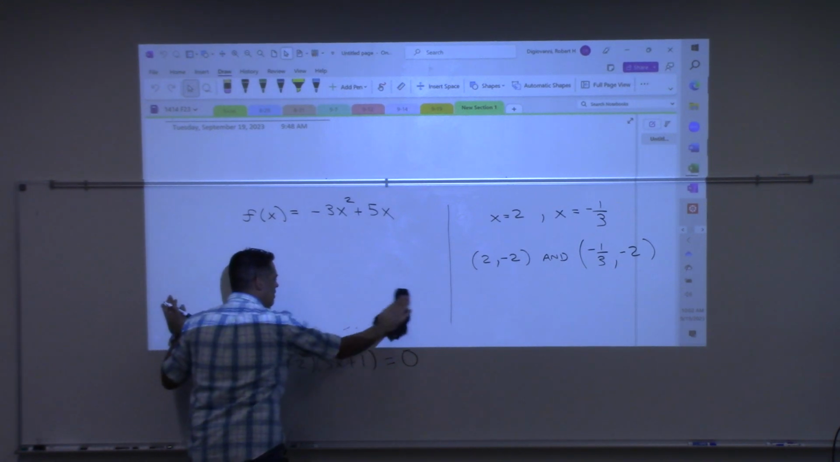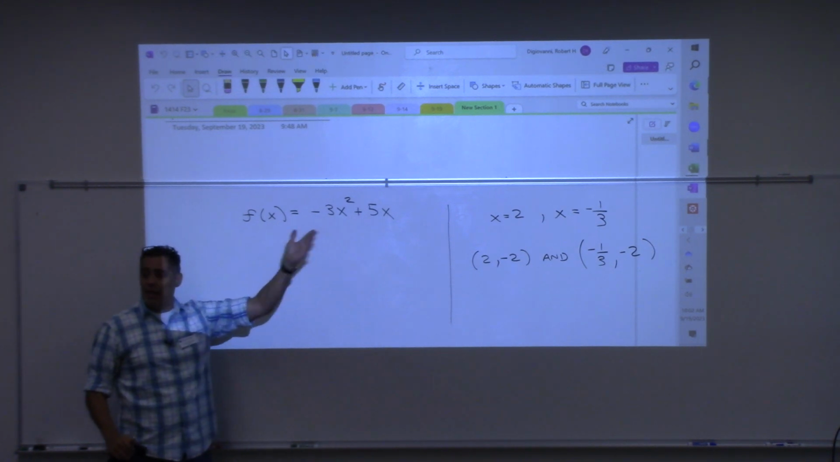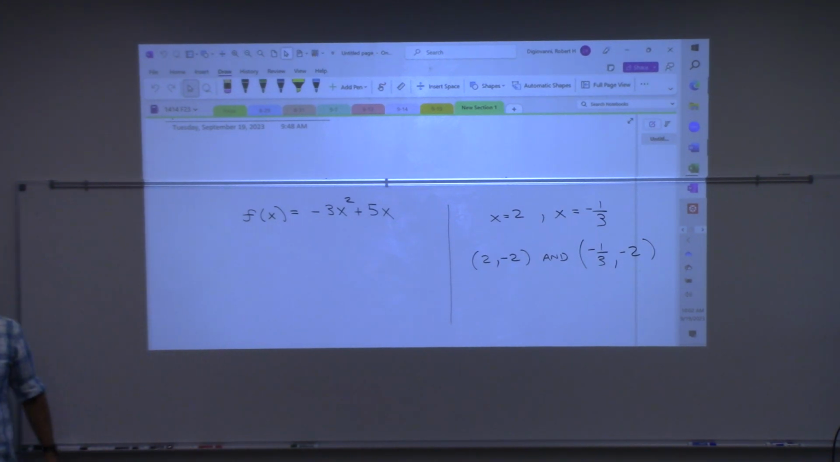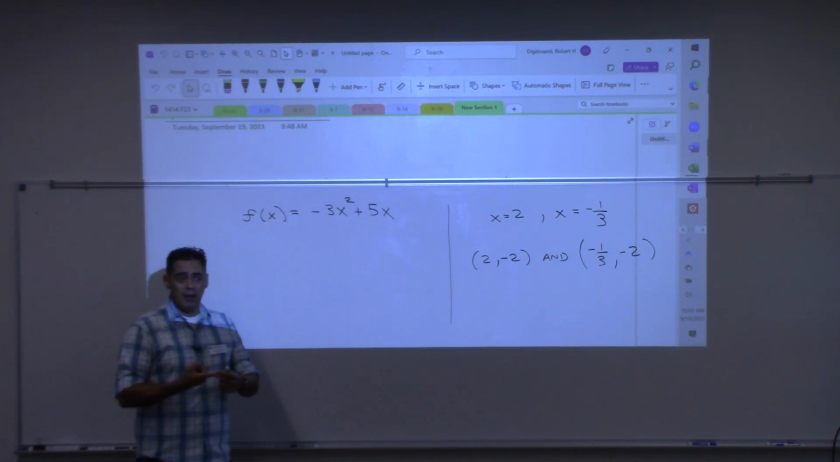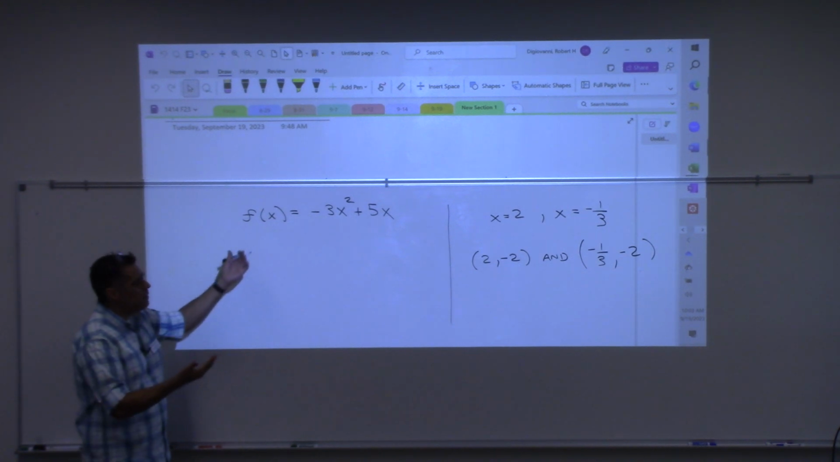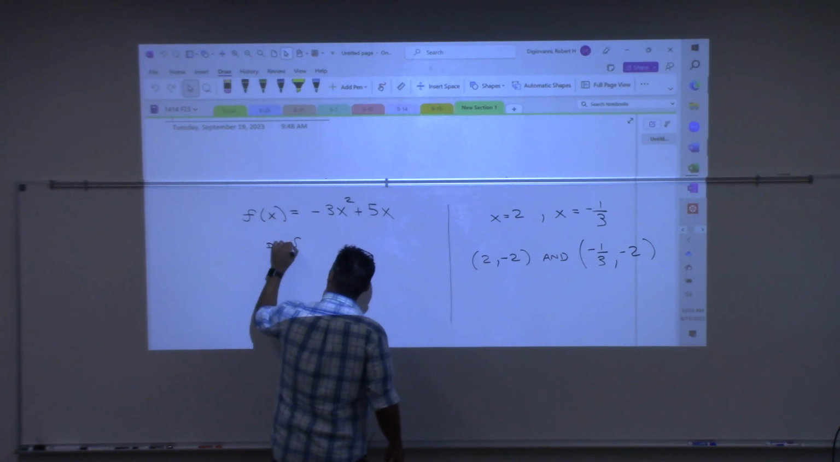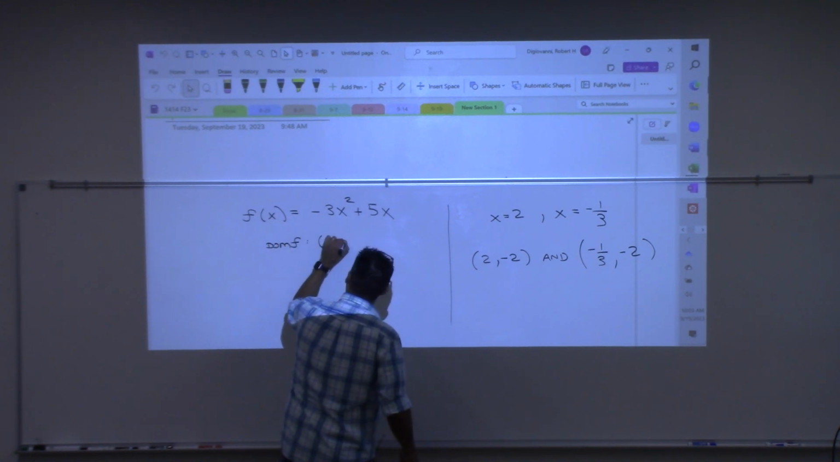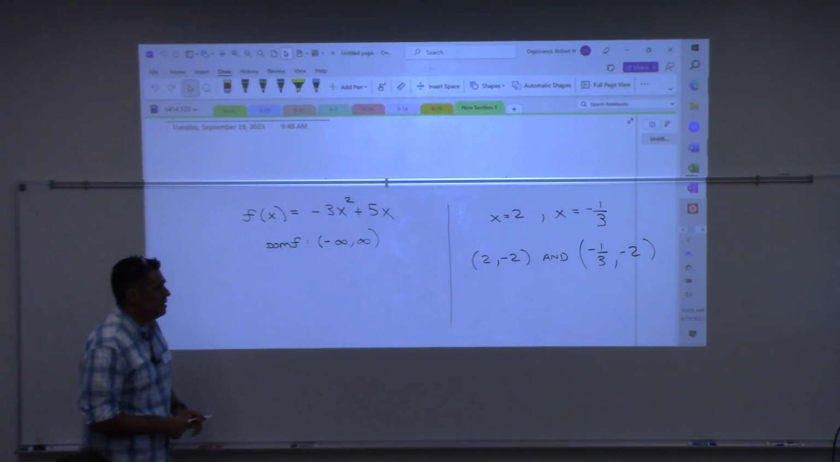So this goes back to last class. If you're given a function and you're asked for the domain, yes? All real numbers. Why? There's no division by 0, there's no fractions in here, and there's no even roots, right? So if we don't have any fractions, we don't have any even roots, the domain of this would be all real numbers, negative infinity to infinity. All right, that answers part D.